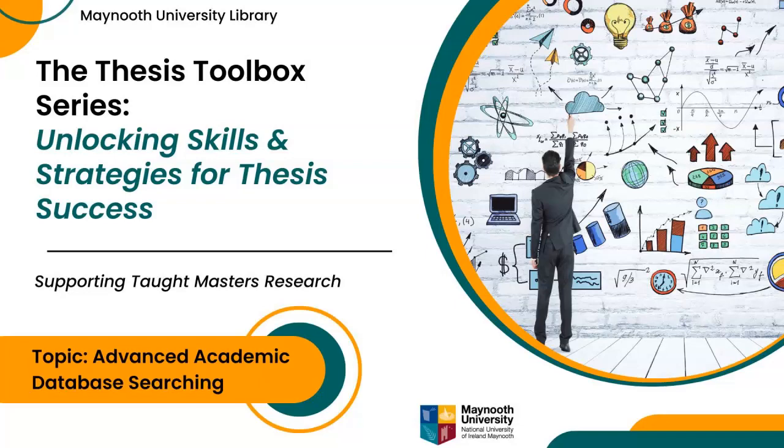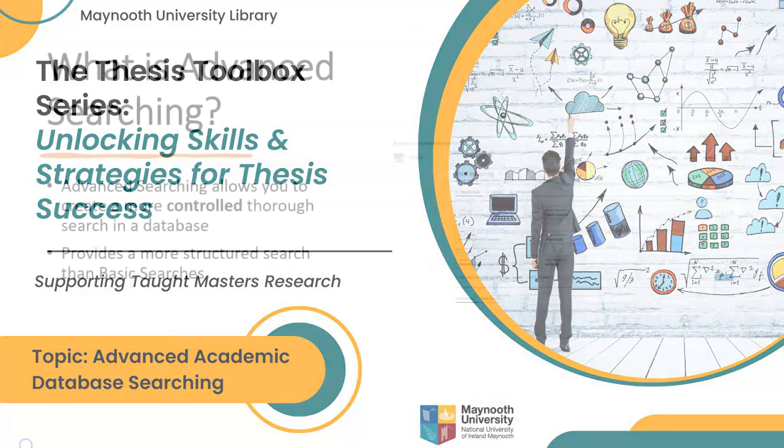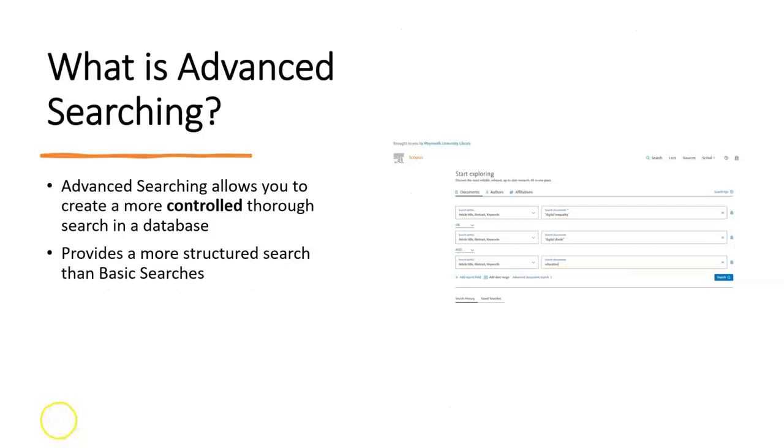So I'm just going to look at advanced academic database searching. So what is advanced searching? Advanced searching allows you to create a more controlled, thorough search in a database and provides a more structured search than basic searches. And it'll typically be this kind of screen here on the right hand side that you'll see in the databases.